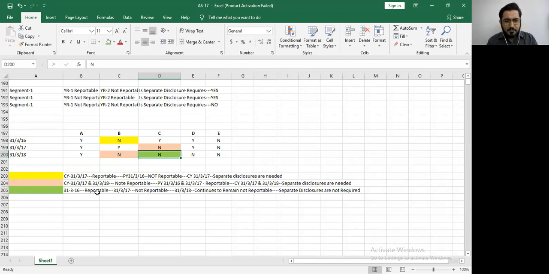On 31st March 2018, a segment is not reportable. Previous year also it was not reportable, which means it remains not reportable for 2 consecutive years. Now separate disclosures are not required. Are you understanding? Okay. Please let me know. Are you clear with this? Are you absolutely clear with this? Are there any doubts? If there are, let's solve that first.